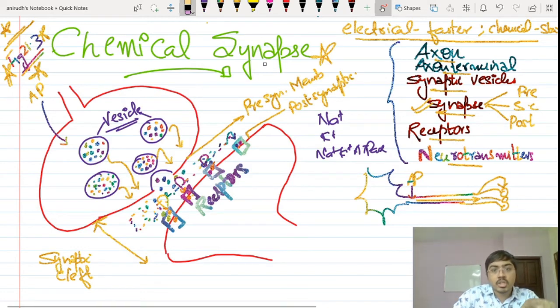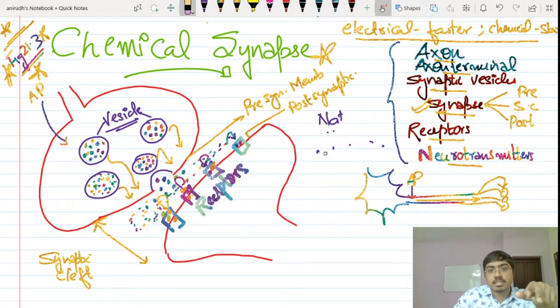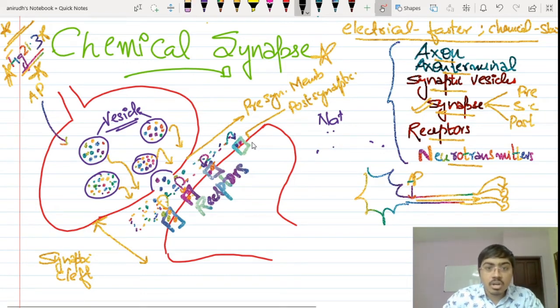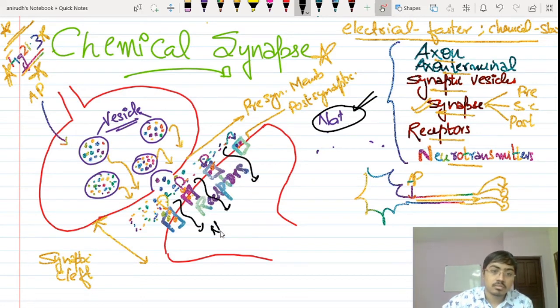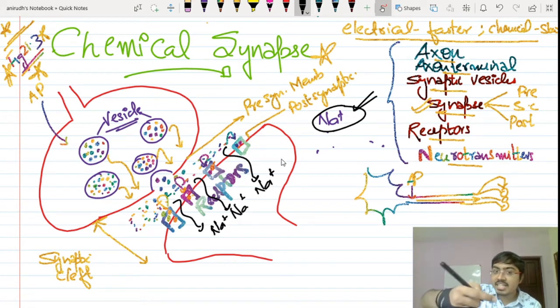Out of this, what will open now? You will have your sodium channels opening at this moment. Now your sodium channels on the presynaptic membrane will be opening. Once the sodium channels in the presynaptic membrane open, you will have an influx of sodium into the postsynaptic membrane. Sodium will influx into it.